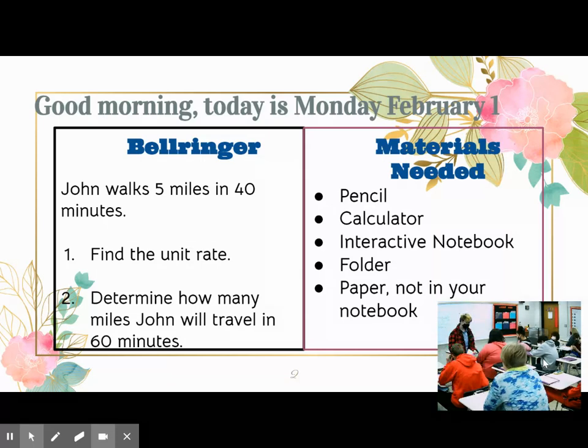Agree. Yeah, very good. So for your unit rate, you should have gotten 0.125 miles per minute. And then for how many miles in 60 minutes, you should have gotten 7.5 miles. So first, to solve these, you find the unit rate, and then you times it by however long they want you to times it by to find the same answer.